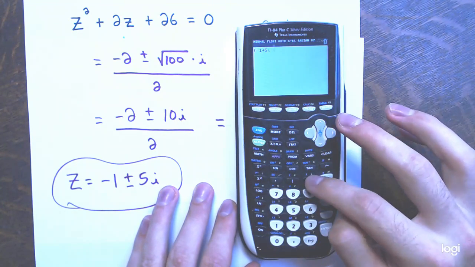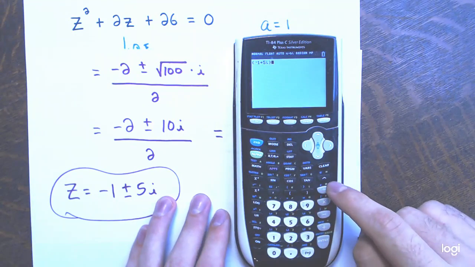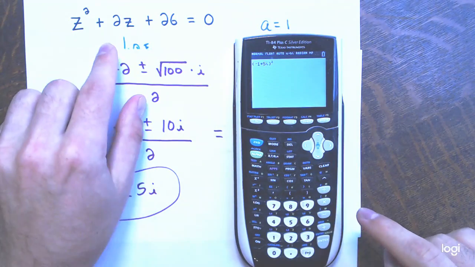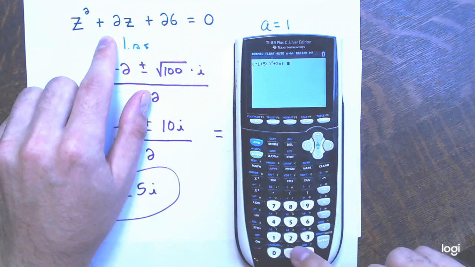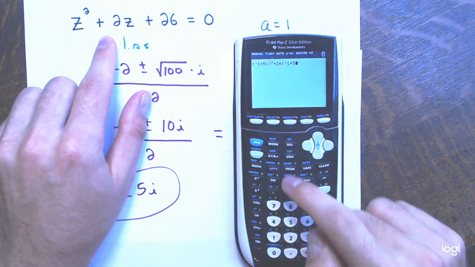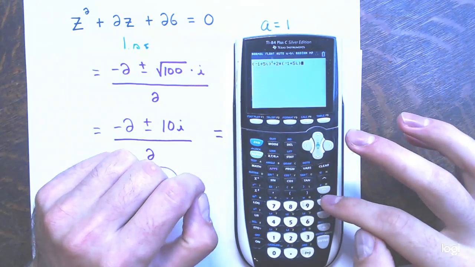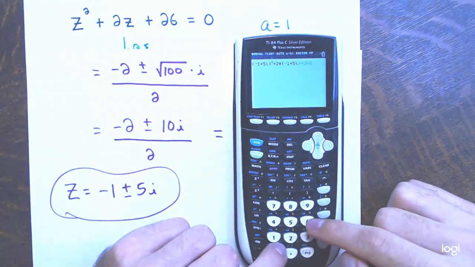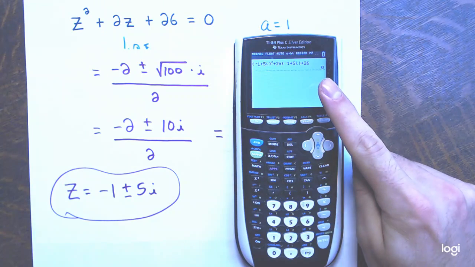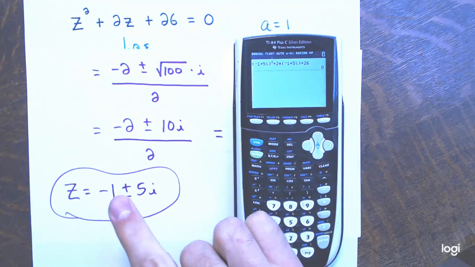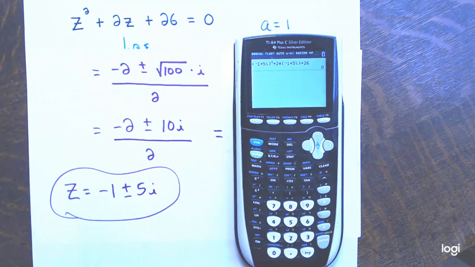There's negative 1 plus 5i, and then I'm squaring that. That's z squared plus 2 times z, negative 1 plus 5i, and then plus 26, and hopefully that gives me 0. I'll get 0 equals 0, and oh, look at that, it is 0. So negative 1 plus 5i is a good solution, and you can do the same for negative 1 minus 5i.